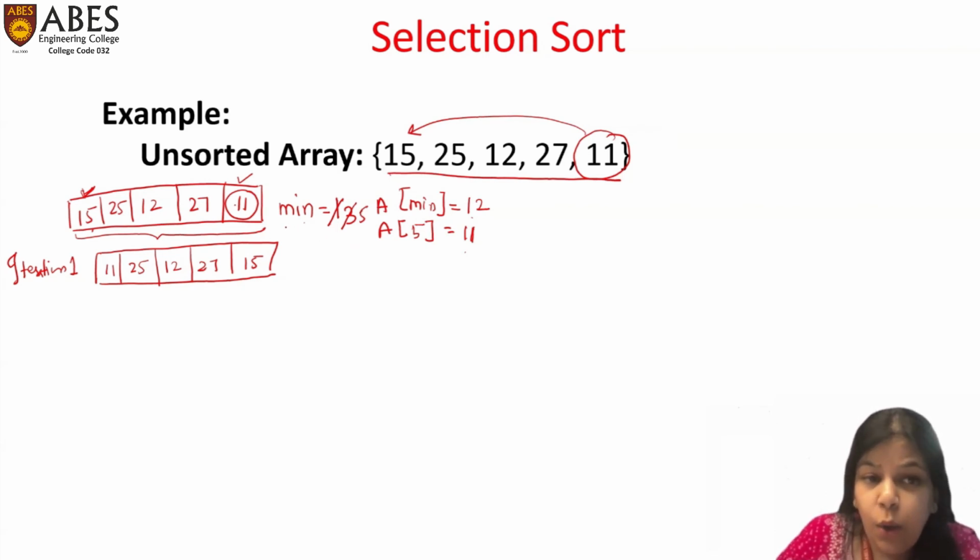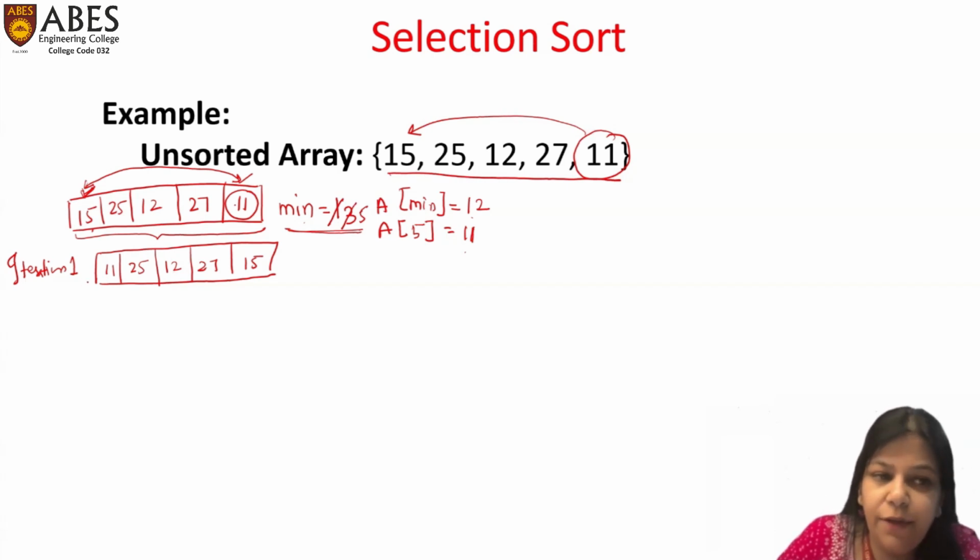So after this whole pass, minimum will have index 5, which is the index of the smallest element of the unsorted array. Now what we have to do is simply swap the first element that was considered to be minimum with this actual minimum element of the array, such that the state of the array will be 11, 25, 12, 27, and 15. So this is all about the first iteration. After the first iteration, one block of the array is sorted and the rest of the array is still unsorted, right?